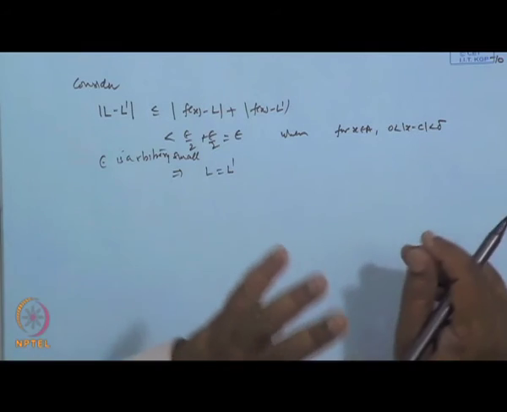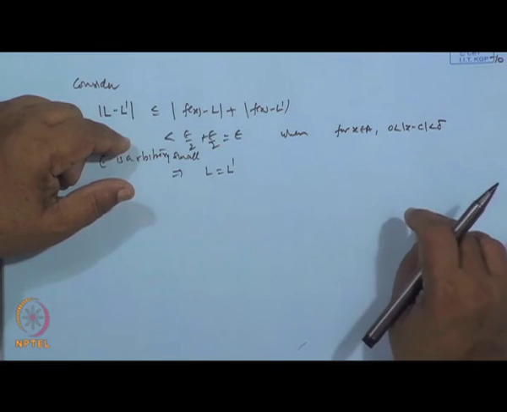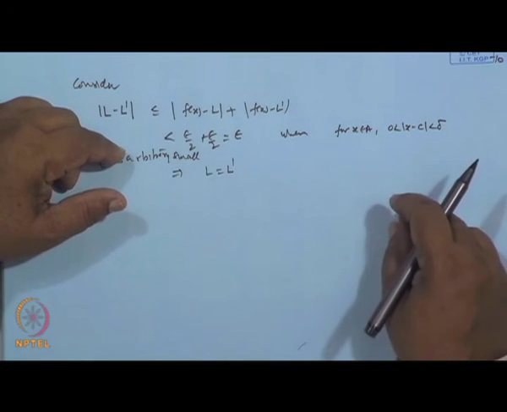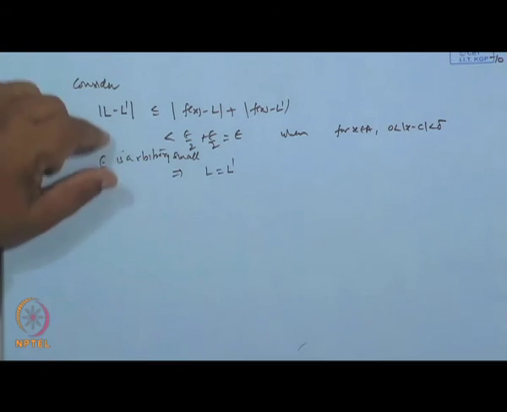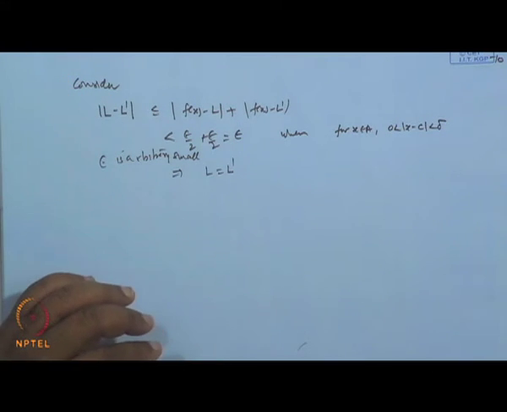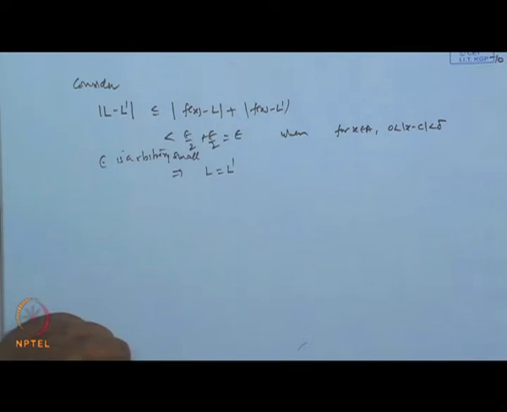So, if the functional value f x, when x tends to c, has two different limits along two different paths approaching c, then the function will not have a limit at that point. In such a case we say the function diverges at x equal to c. Okay?